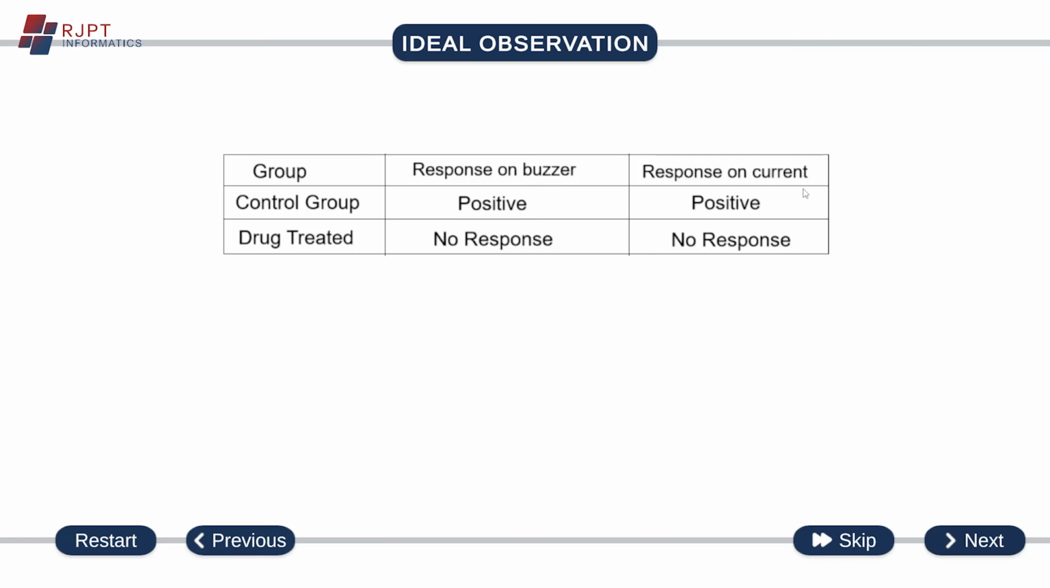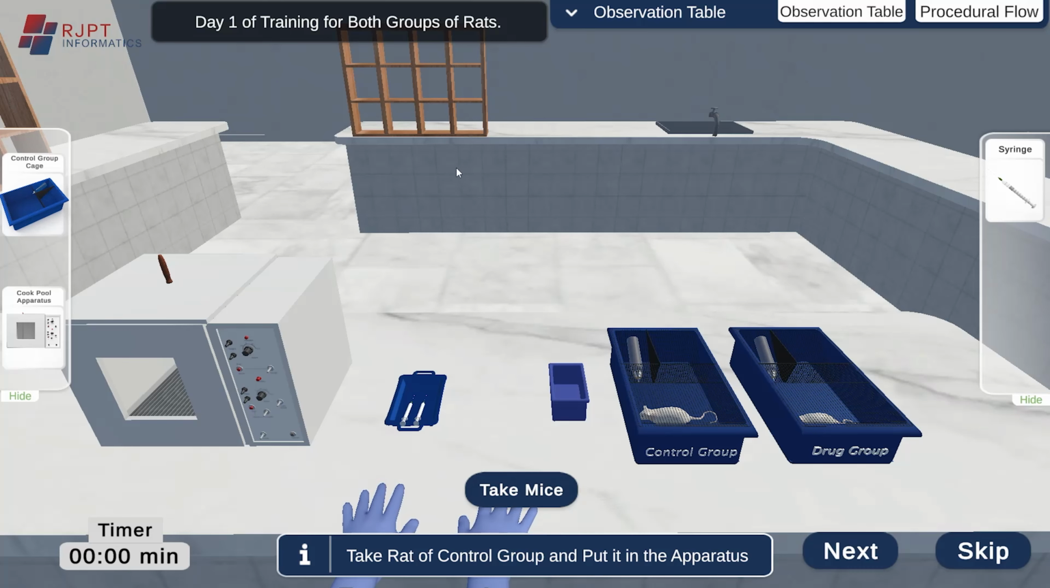Now let us perform this experiment, and for that, we will use our RJPT Informatics Simulatory Laboratory. This is the UI interface of our simulatory laboratory. On the left side of the toolbar, we can see the control cage group, and at the bottom of that, we can see the Cook's pole climbing apparatus. By clicking this button, we can place them on the laboratory, as we've already placed them on the lab's table.